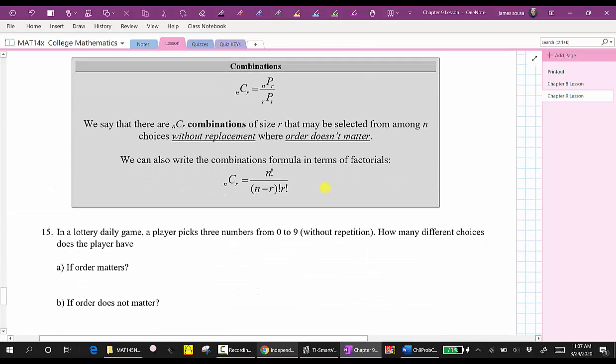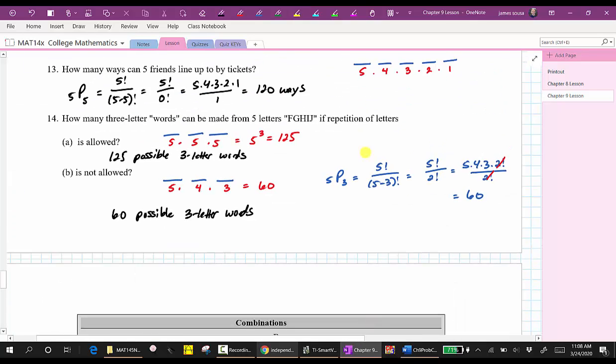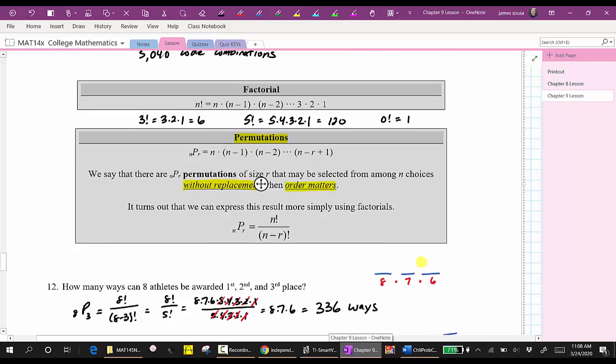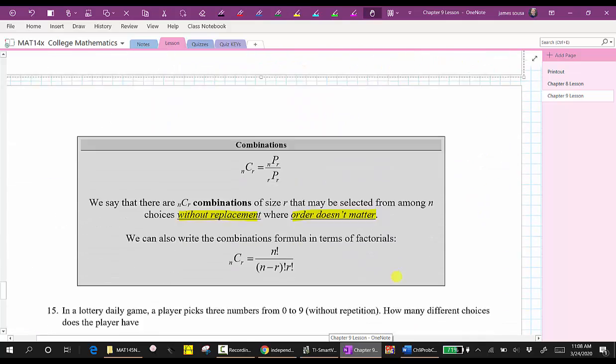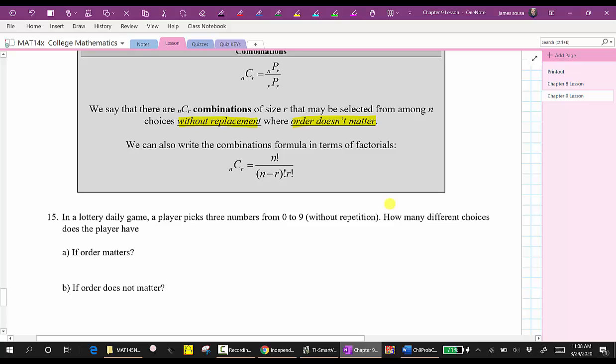And now let's talk about combinations. We say there are n choose r combinations of size r that can be selected from n choices without replacement when order does not matter. So for combinations, order does not matter. Remember, for permutations, order does matter. And in both cases, we do not have replacement. So we say n choose r is equal to n factorial divided by the product of n minus r factorial and r factorial. Let's look at some examples.